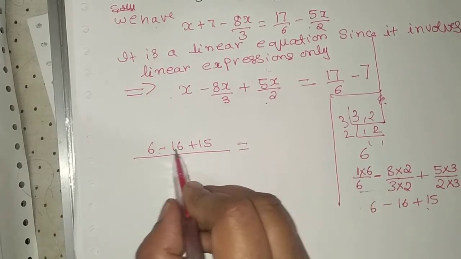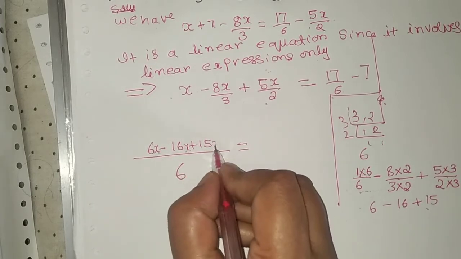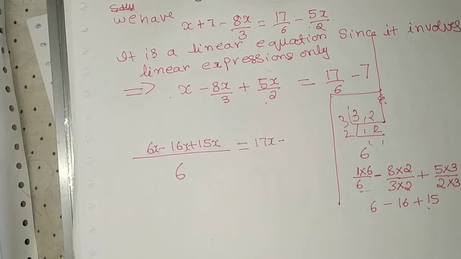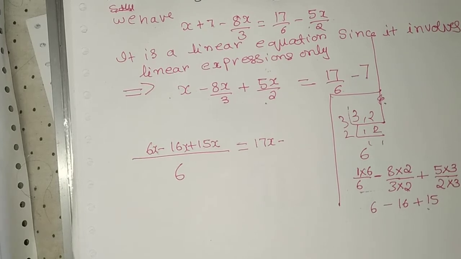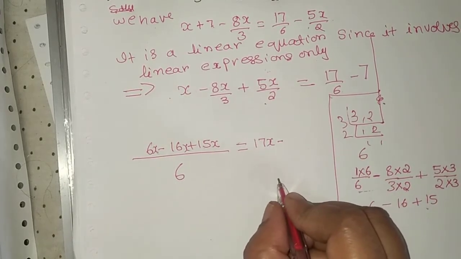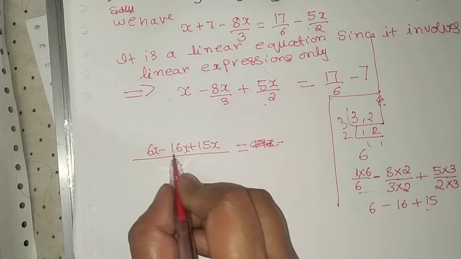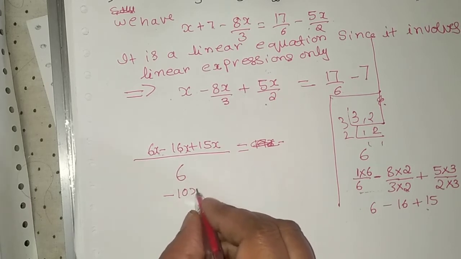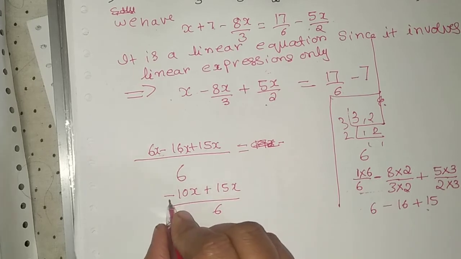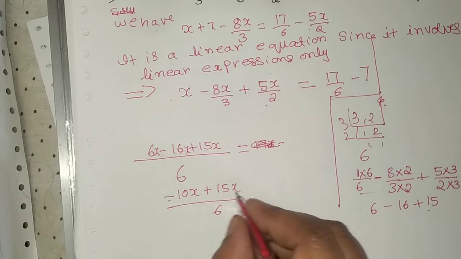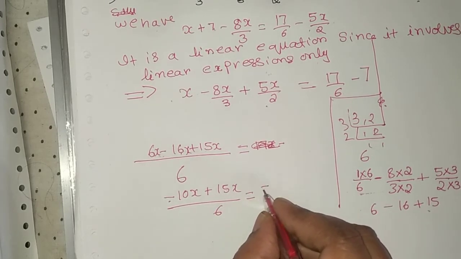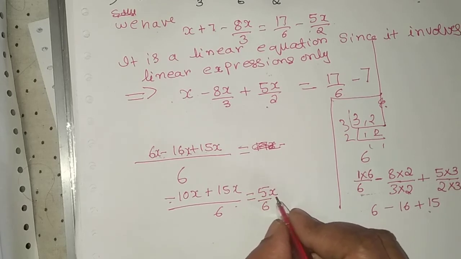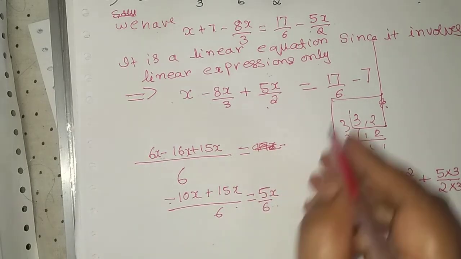Which is equal to, then simplify this. x we left out, just write x. So now we simplify, we'll get x minus 16x. Here next, this is how much we get: minus 10x plus 15x by 6, that will become 5x by 6. So 5x by 6 we got this side. The other side we will take.